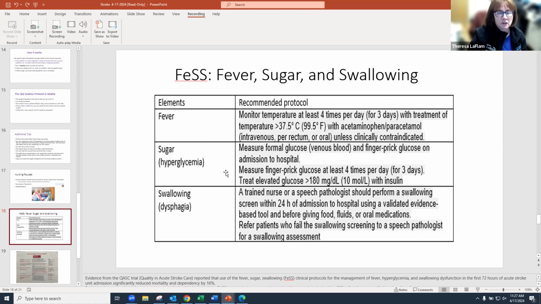Sugar, we always check glucose levels. If their glucose is high, greater than 180, that could be an indication of poor outcomes. Always work with the physicians or the providers on controlling blood sugar. And then we already talked about swallowing, that we want to make sure we're working closely with our speech therapist for anybody that would fail a swallow screen.